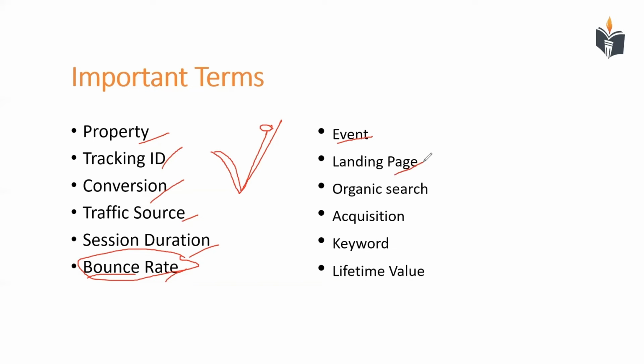Then landing page. What is a landing page? Landing page is basically a page where the user will come and can see what services, what offerings you have on the page. Okay, so that is a landing page. Then organic search. So organic search is like people come and type keywords and then search about your page.